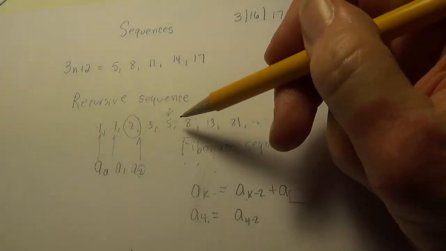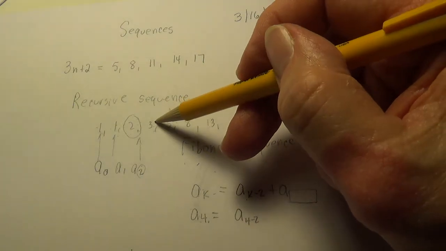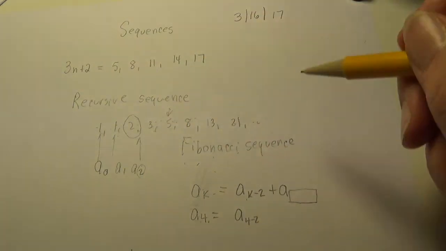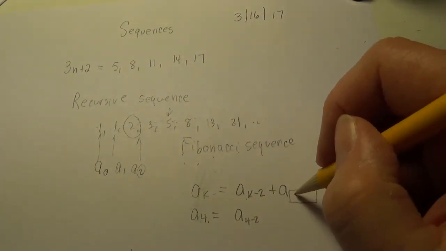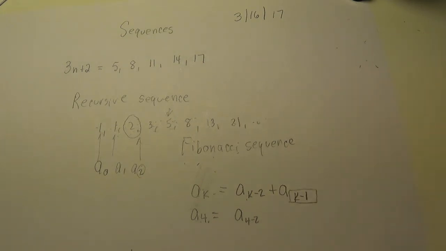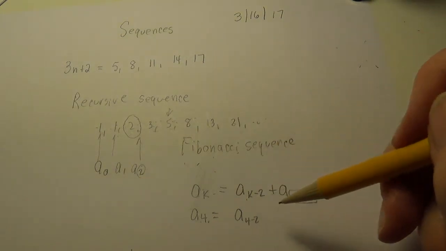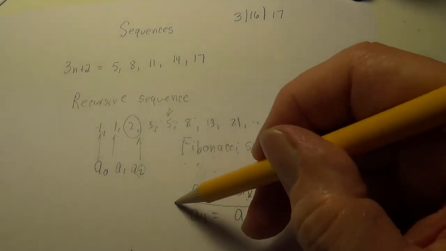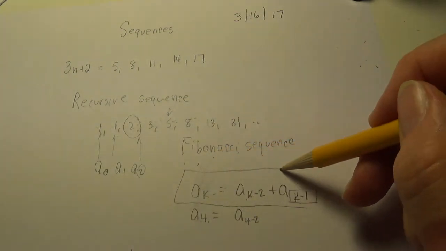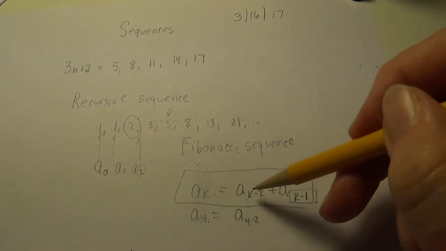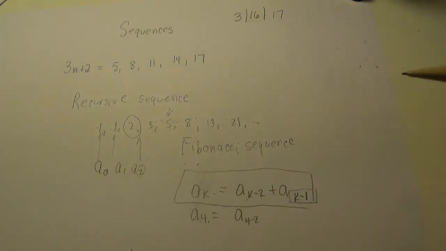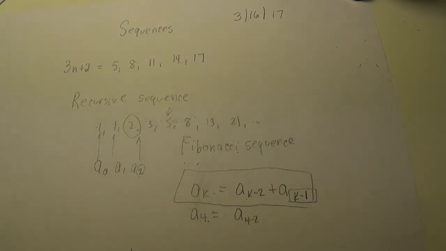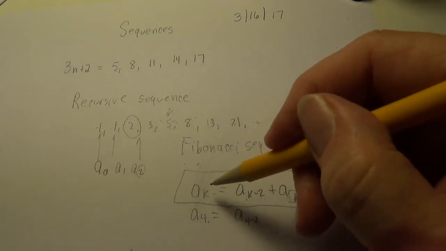So if this is a sub k, I need to grab this one, which is 1 in front, or 1 below. So it's a sub k minus 1. Alright, so this is called a recursive formula, and it always will define the next term by previous terms. And those previous terms are indicated like this.